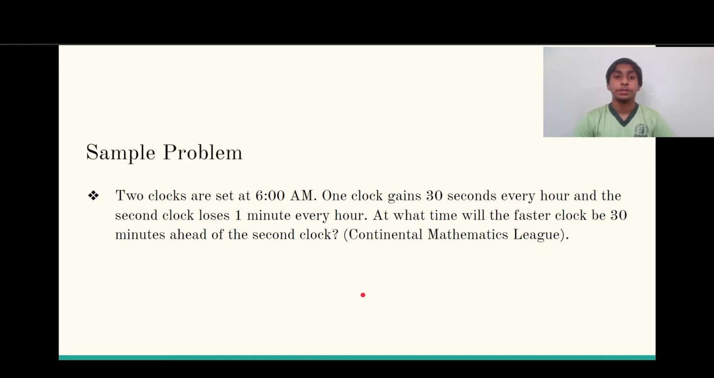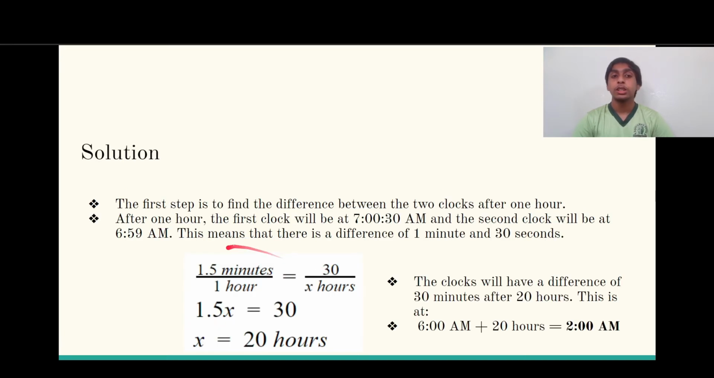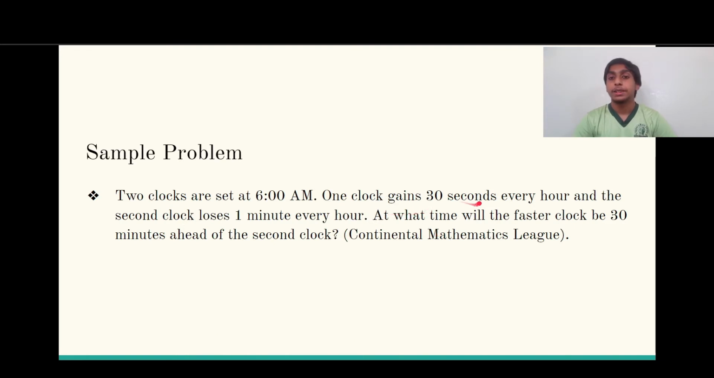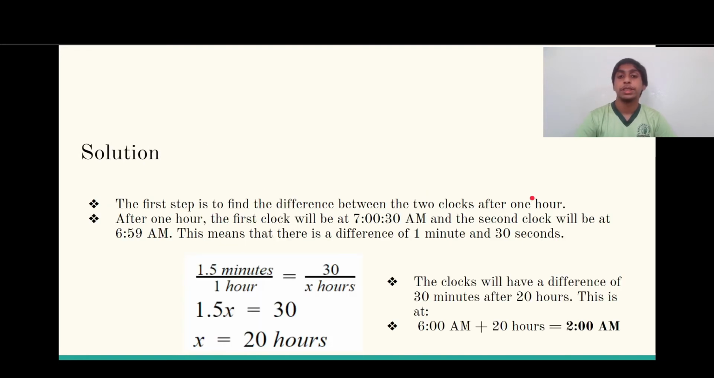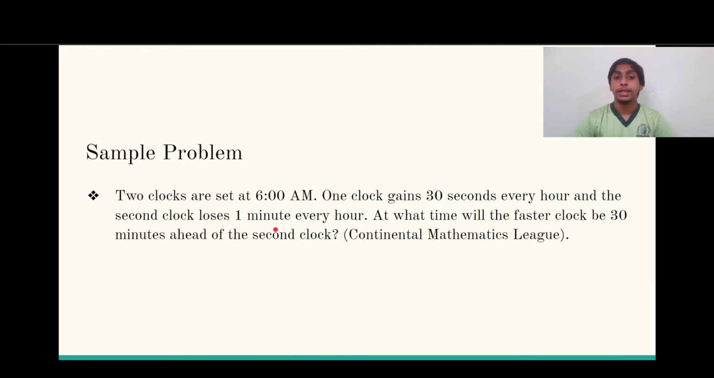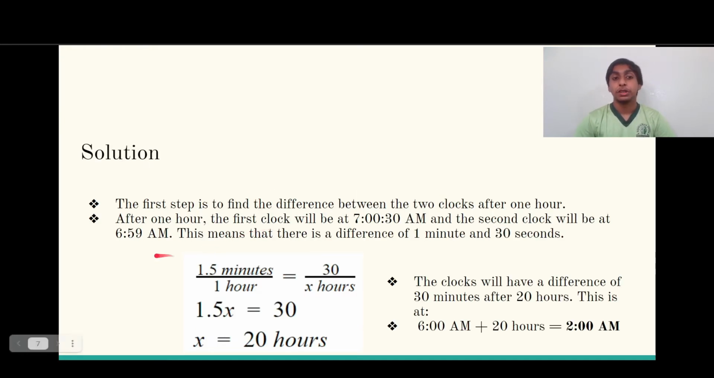Okay, hopefully you paused the video and hopefully you got your answer. Let's go over how we can get the answer for this one. The first step is to find the difference between the 2 clocks after 1 hour. After 1 hour, the first clock will be at 7:00:30 a.m. How do we know? Because it says 1 clock gains 30 seconds every hour. So after an hour, it's gained 30 seconds. The second clock will be at 6:59 a.m. How do we know this? Well, it says that it loses a minute each hour. So it's going to be at 6:59 a.m.